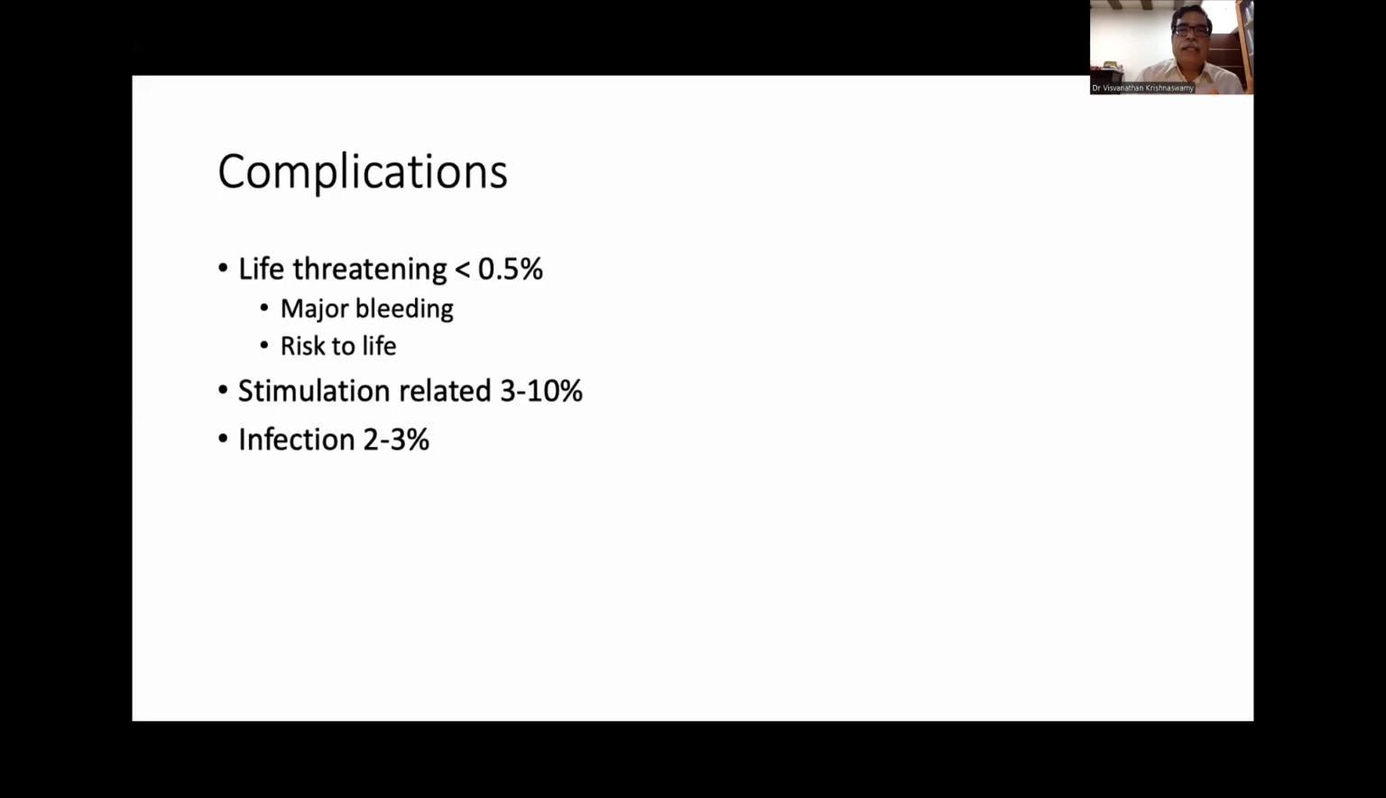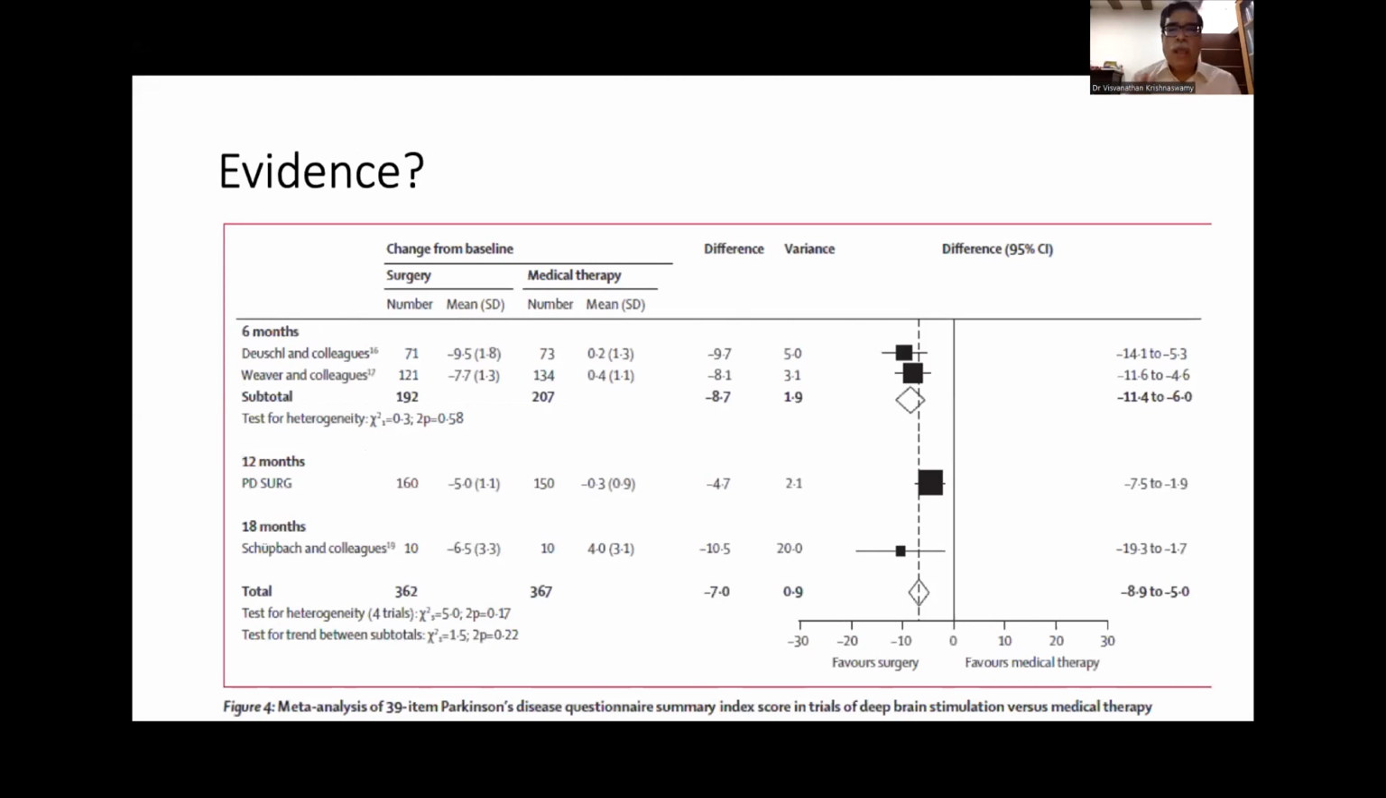Infection is something that needs to be taken care of, which happens in about 2 to 3% of patients, and both we and the patients are joint partners in it. Because if there is infection, usually it is not a major cerebral abscess or meningitis. Usually it's smoldering infection along the implant site, but it is extremely difficult to treat, and we will more often than not end up explanting the entire system.